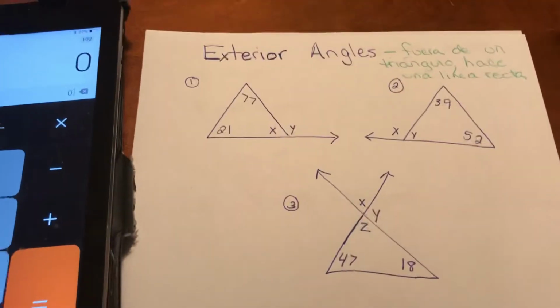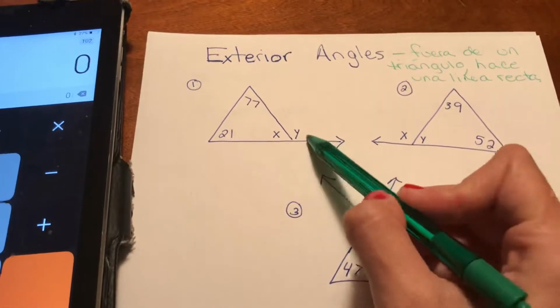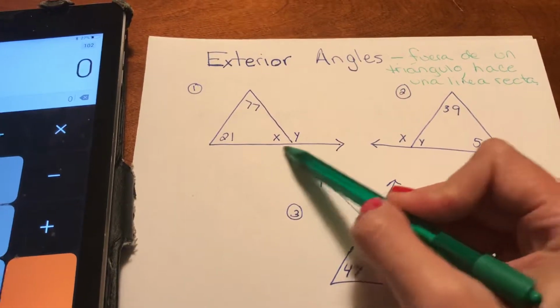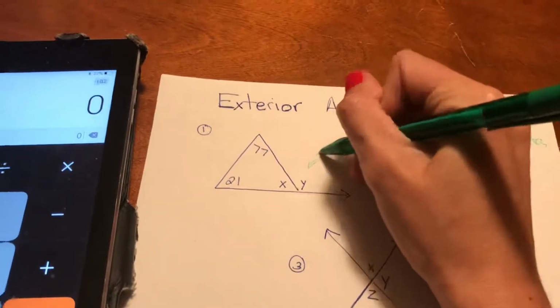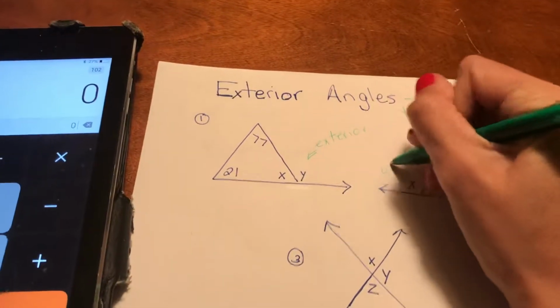The second part of the lesson is finding the exterior angles of a triangle. The exterior angles are on the outside of a triangle, and they make a straight line with the interior angles. So this would be your exterior angle. This would be exterior.